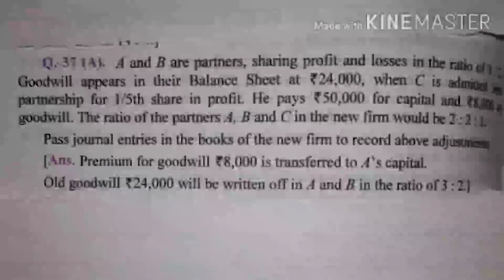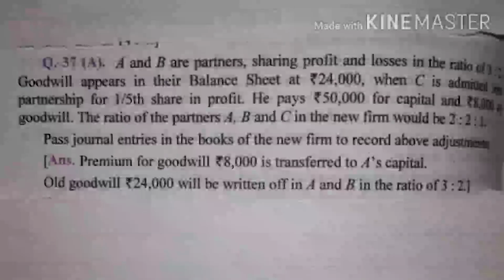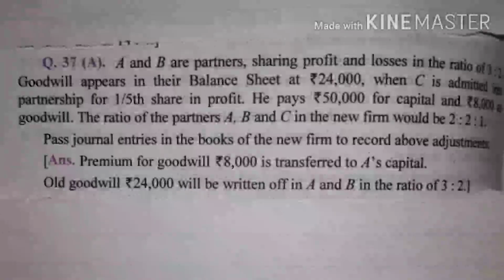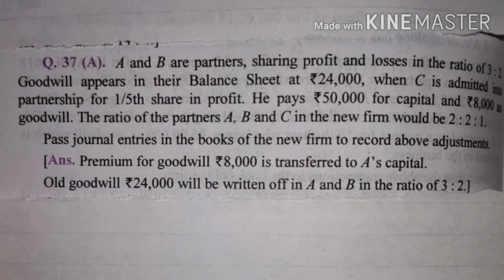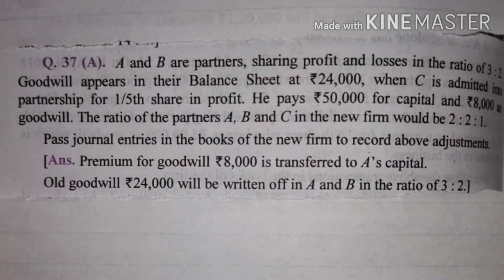Okay children, so I'll continue with the question then. When C is admitted into partnership for 1/5 share in profit, he pays rupees 50,000 for capital and rupees 8,000 as goodwill. The ratio of partners A, B and C in the new firm would be 2:2:1. So here they have given you the new ratio, and when the new ratio is given in the question, you need to calculate the sacrificing ratio before passing the journal entries, and you are required to pass journal entries in the books of the firm to record the above adjustments.